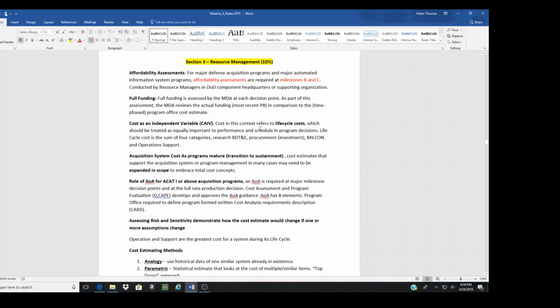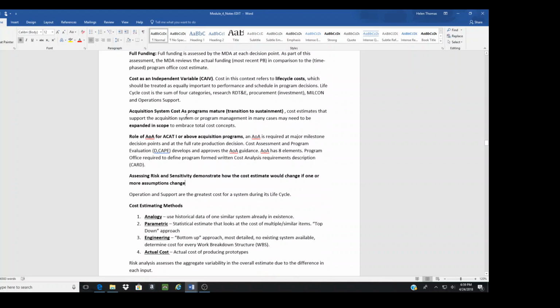Cost as an independent variable refers to the life cycle cost, which should be treated as equally important as performance and schedule. So you have schedule costs, performance costs, and actual costs of the program. They're just as equal. Note here, life cycle cost is the sum of 4 categories: RDT&E, procurement, MILCON, and your operations support, which is your O&M funding.